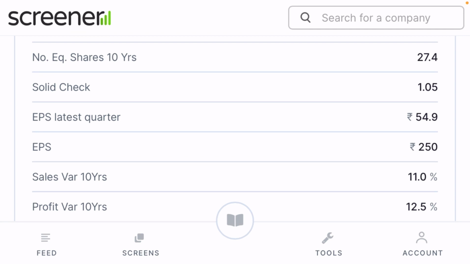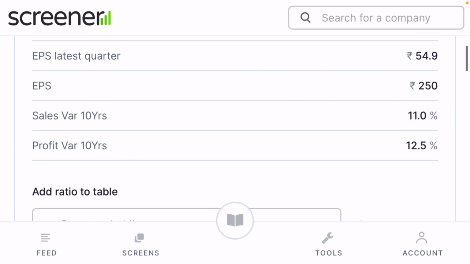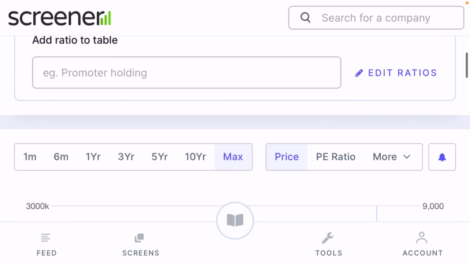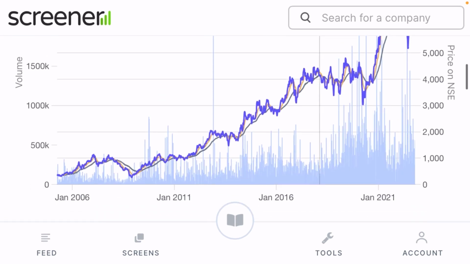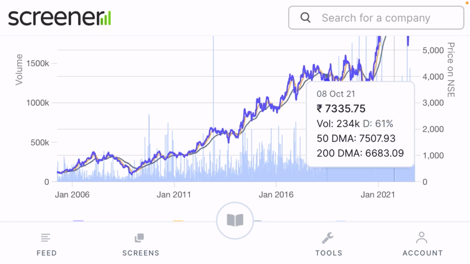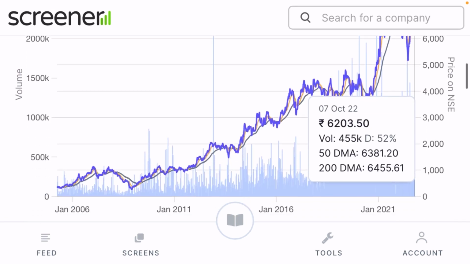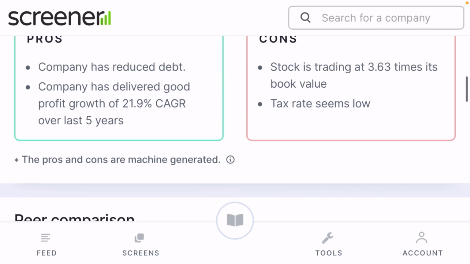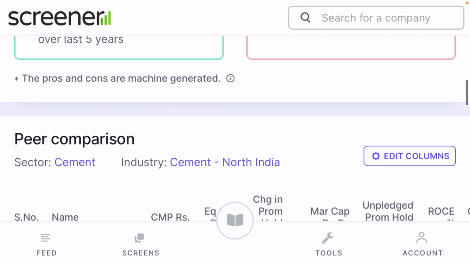EPS for the latest quarter is 54, but EPS for the whole year is 250. Sales growth for the 10 years is 11%. Profit growth for the 10 years is 12.5%. You can see the overall chart of this company. The company has given multibagger returns, but you have to hold for the long term, maybe 10 years or 5 years. In the short term, you will not see that. The company has reduced debt and delivered a profit CAGR of 21.9%. The stock is trading at 3.63 times its book value and the tax rate seems low.